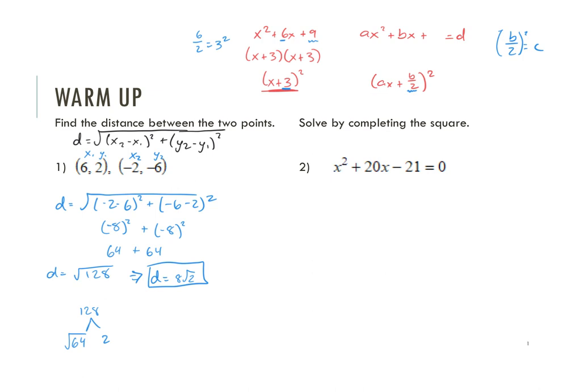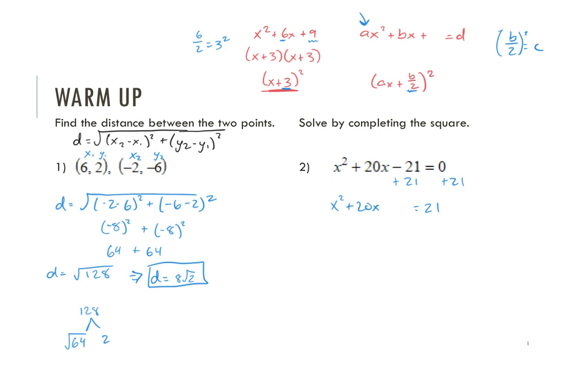So, first off, whenever I have a problem, I want to make sure it is in this format, where all of my x's are on one side of the equal sign and my regular numbers or my constants are on the other. So I'm going to add 21 to both sides. Now I have x squared plus 20x equals 21. Yes, I left a space on purpose.